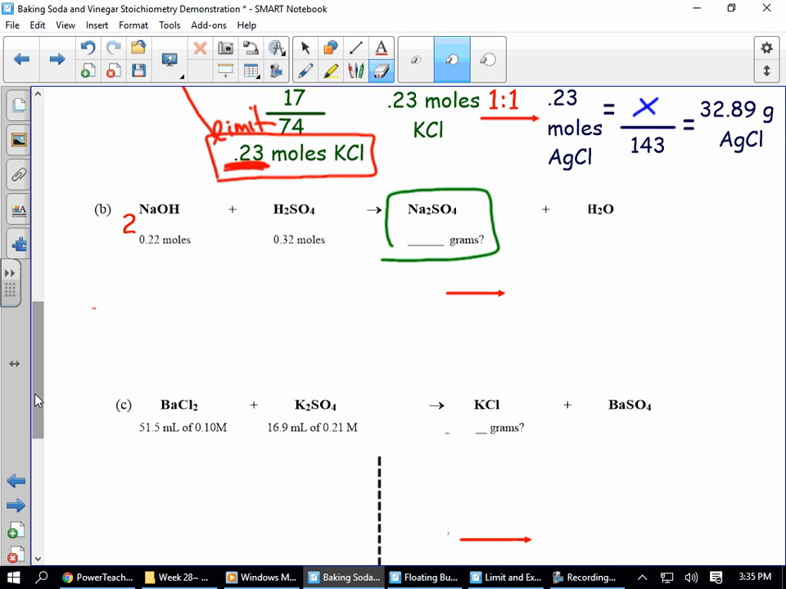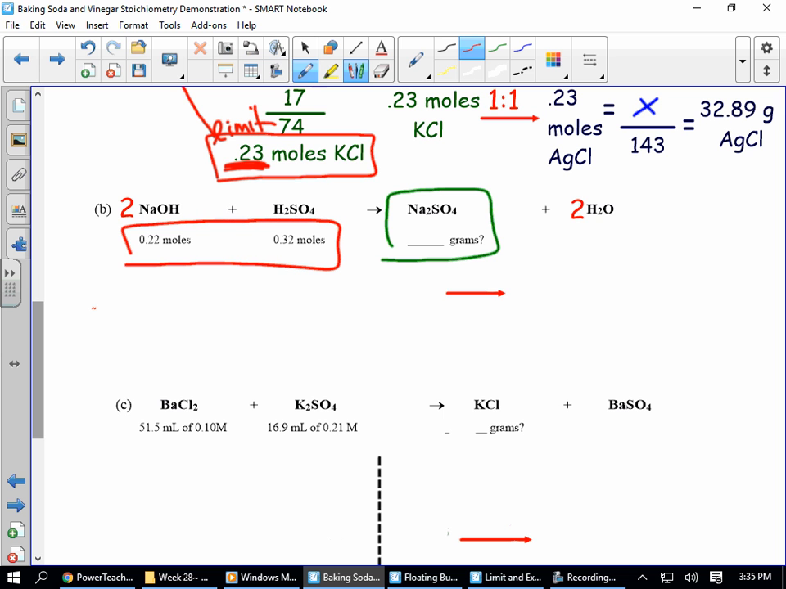All right, let's balance it up. I need a 2 there, and I need a 2 over here. I don't know why my numbers are falling down here. 2 and 2. All right, take everything you have, put it into moles. We already have moles here. So let's take a look.